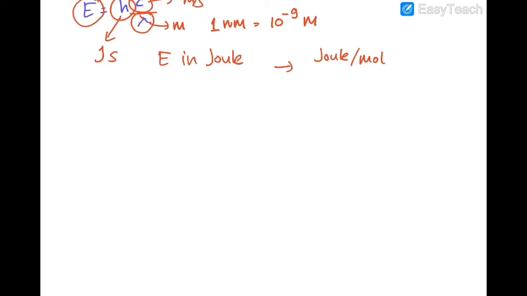We haven't yet discussed the mole concept much, but at this point, you just have to remember that 1 mole of photons, or 1 mole of anything for that matter, is equal to 6.02 times 10 to the power of 23 photons. So 1 mole of photons is this many photons, and the energy that you get is energy per photon.